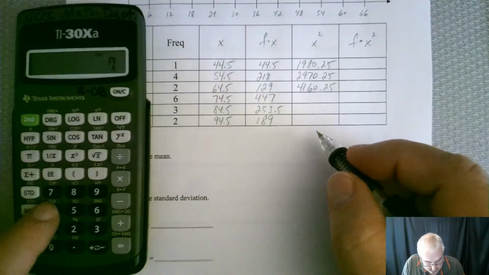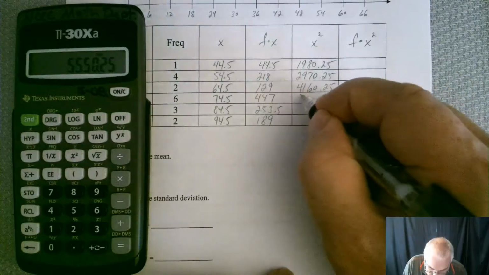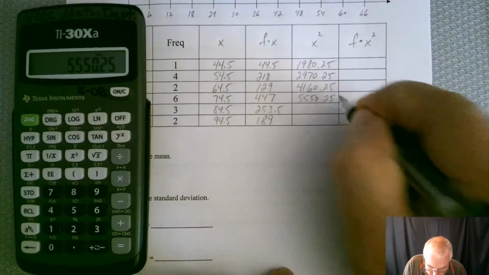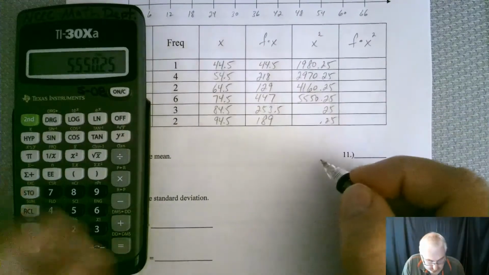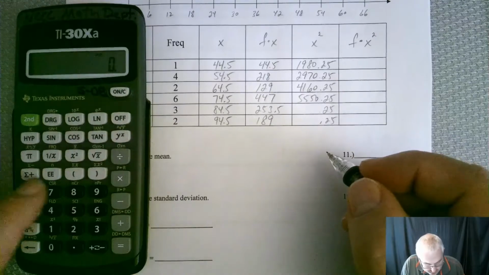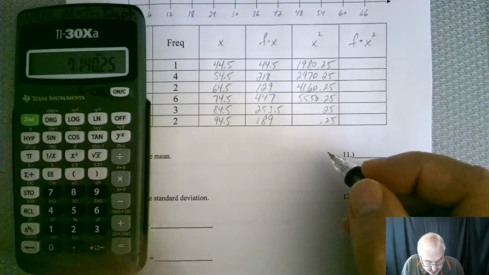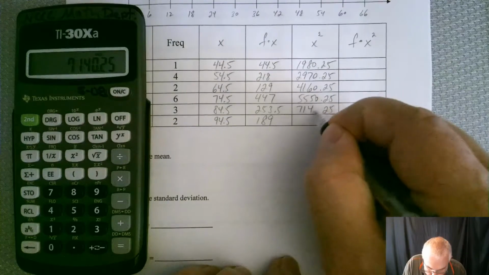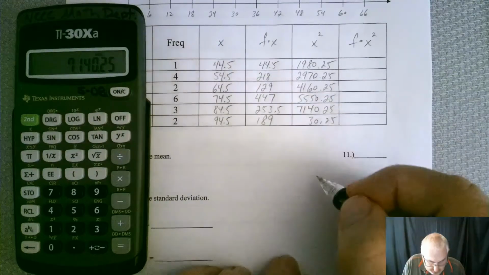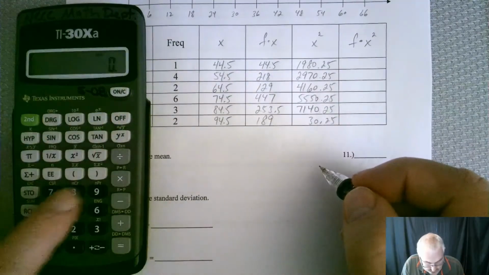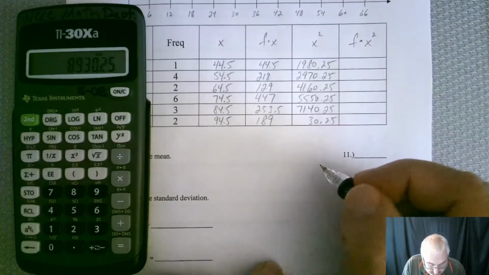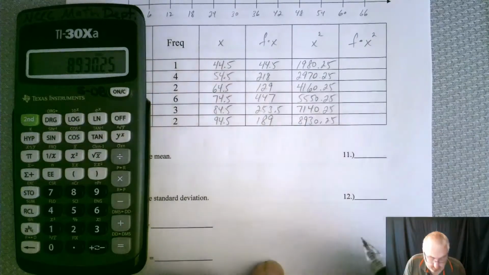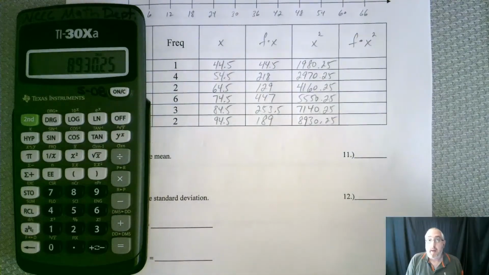Okay. So far, so good. Now you can kind of see the ending is all going to be 0.25. So if you want to fill those in, that would be fine. So 84.5 squared. And I'm going to guess this is a 30 something. So 94.5 squared equals 89, 30. All right, so now we have all of those filled in.